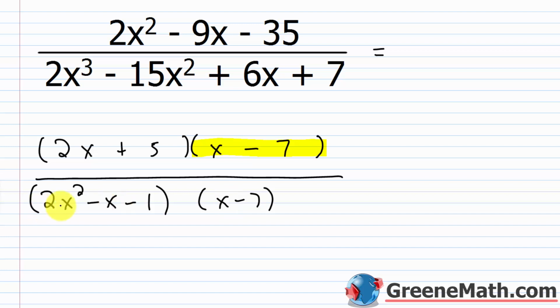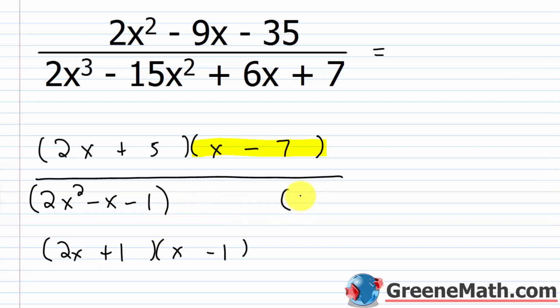Now the question is, can I further factor this? Can I factor 2x squared minus x minus 1? So this would be 2x and this would be x. We have negative 1 here, so that's pretty simple. It's either plus 1 here, minus 1, or the other way around. The outer here would be negative 2x, and the inner would be plus x. That's exactly what we want, right? So let's scooch this down, and let's slide this up.